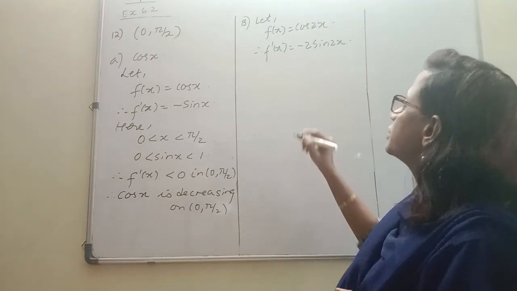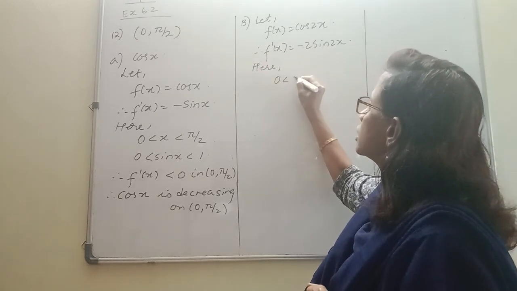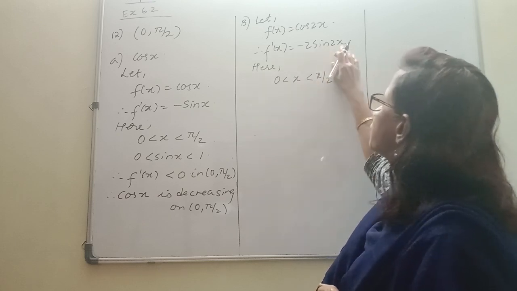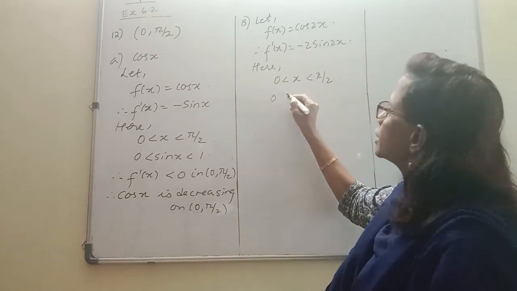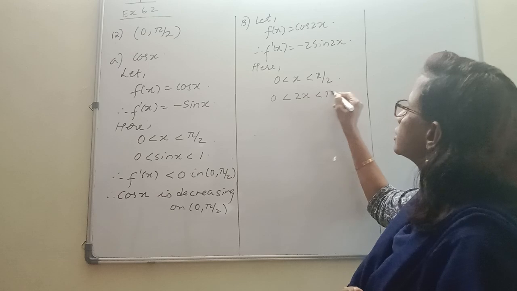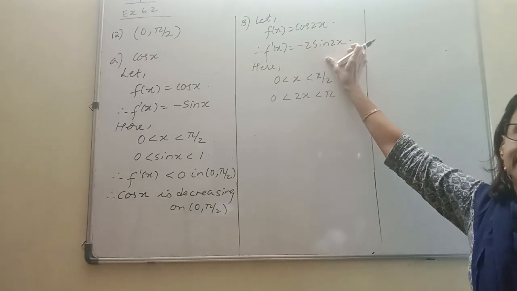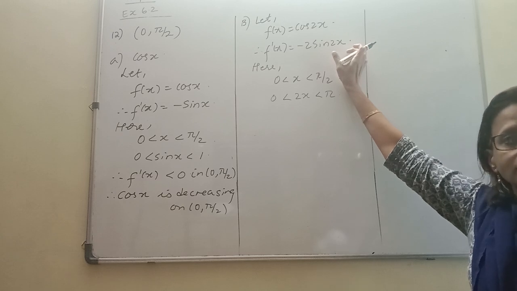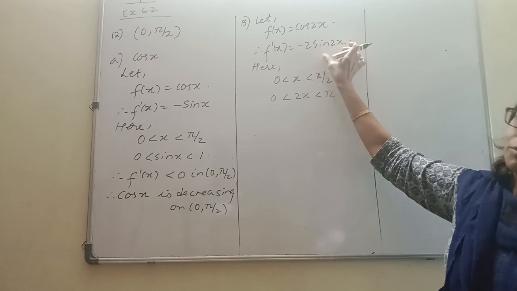Now, x is between 0 and pi by 2 that they have told us, but we are working with sin 2x. So where will 2x lie? 2x will lie between 0 and pi. So sin 2x takes values between 0 and pi, that means in the first quadrant and in the second quadrant. And in the first and second quadrant, sin is always positive. So therefore this is going to be a positive value for us.